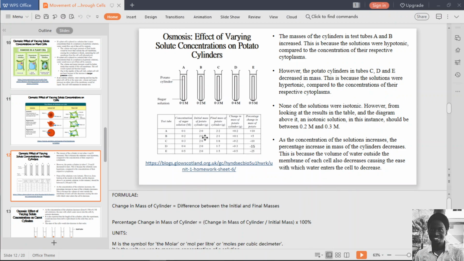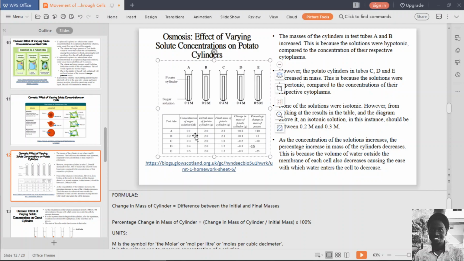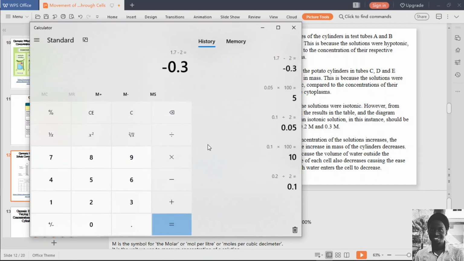And if you take the 0.3 and you divide it by 2.0, which is the initial mass, negative 0.3, sorry. So 1.7 subtract 2.0, you're subtracting a larger number from a smaller number, so you get a negative number, negative 0.3, and that means that the mass of the cylinder would have decreased. That's what the negative sign means.